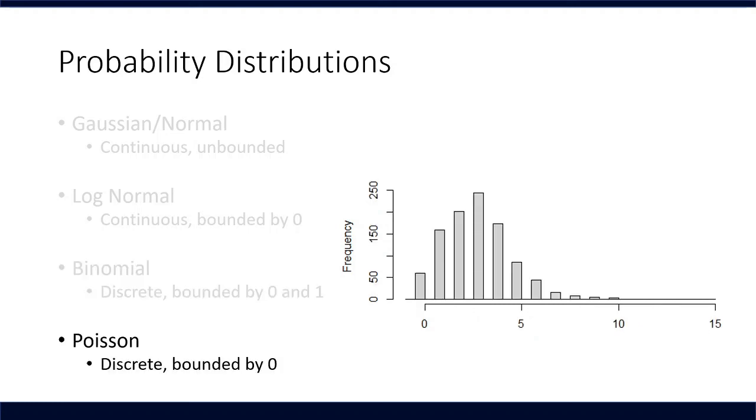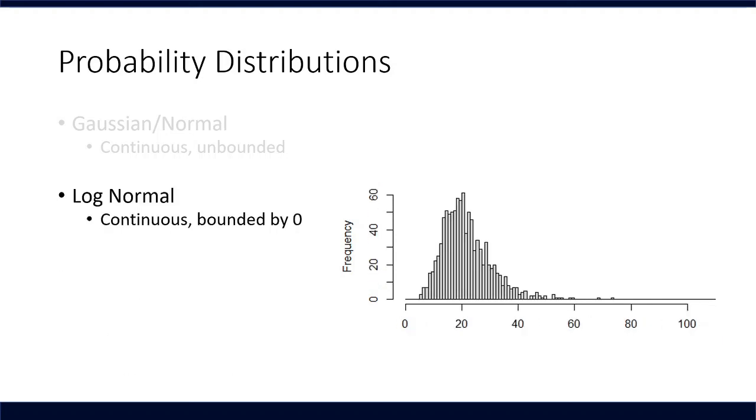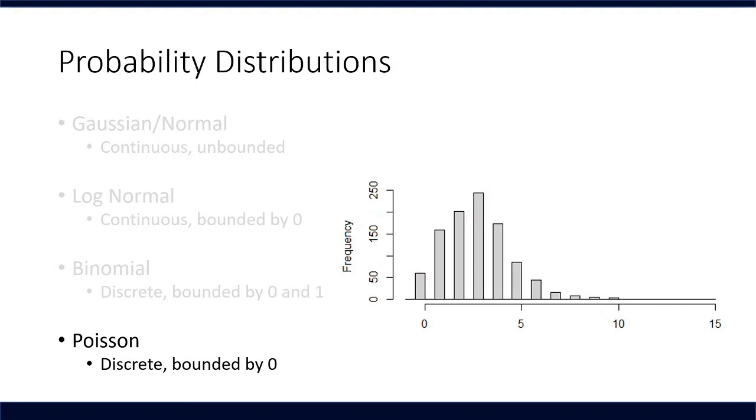And finally, the 4th type of distribution that we're going to talk about is the Poisson distribution. This is a discrete distribution that is bounded by 0. So at first glance, it might seem kind of similar to a log normal distribution, but a log normal distribution is continuous, where you can have a value of 20.37, for example. In a Poisson distribution, you can't have decimal places. This is a distribution of integers only. So it's only values of 0, 1, 2, 3, 4, 5.